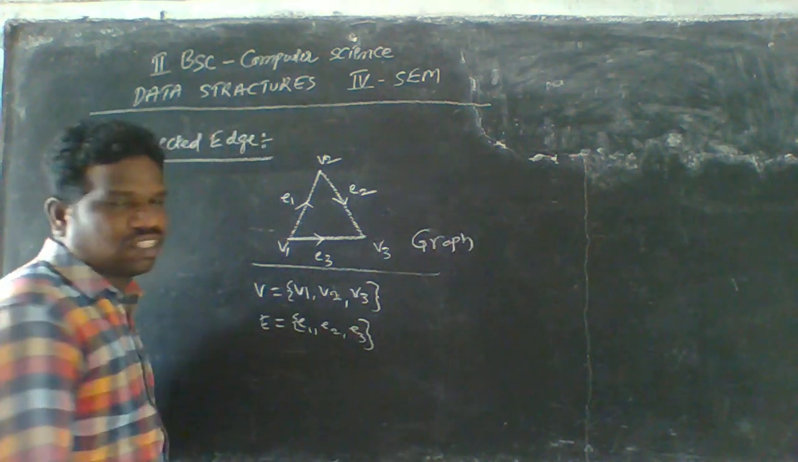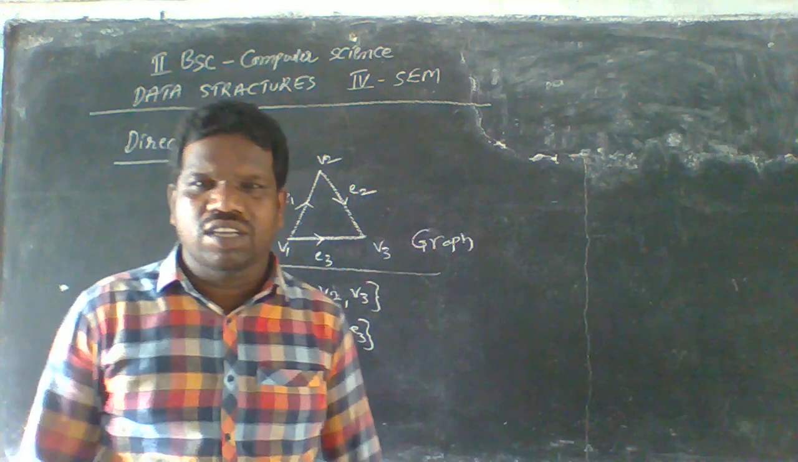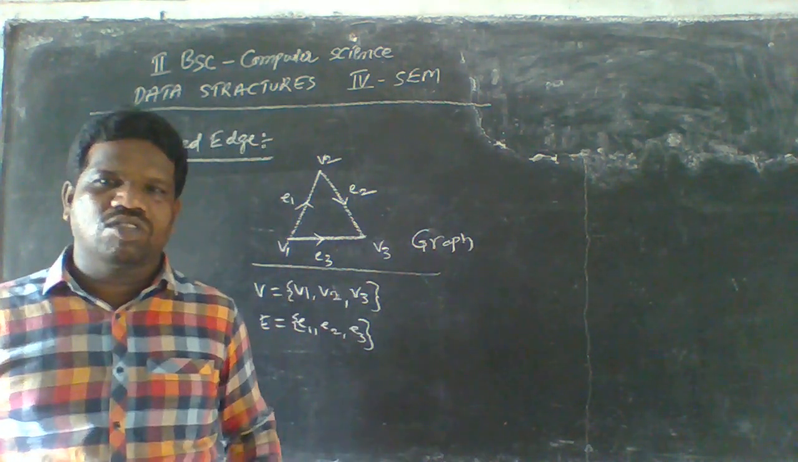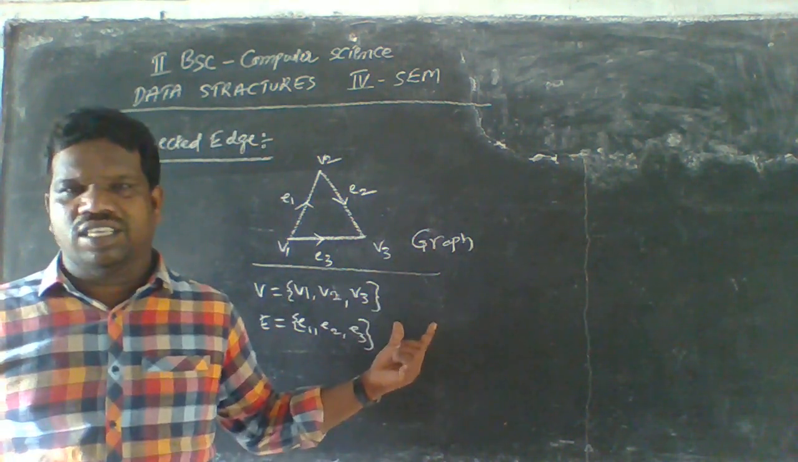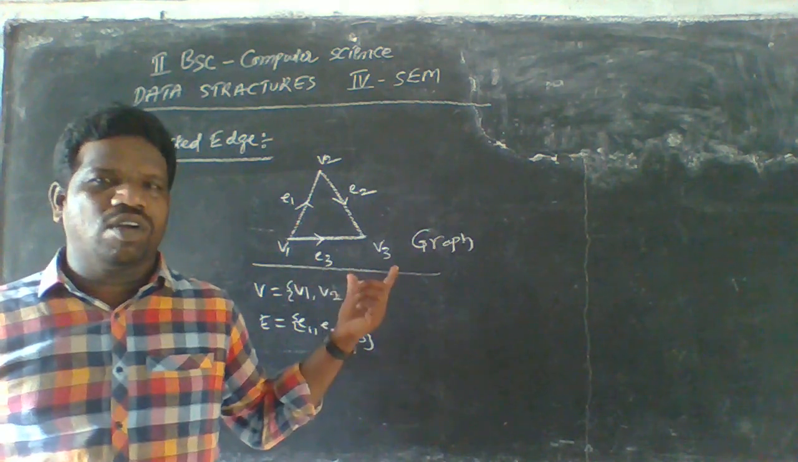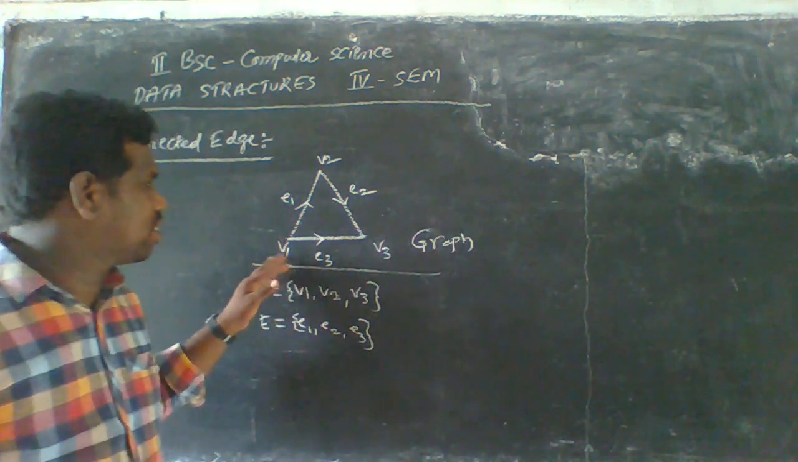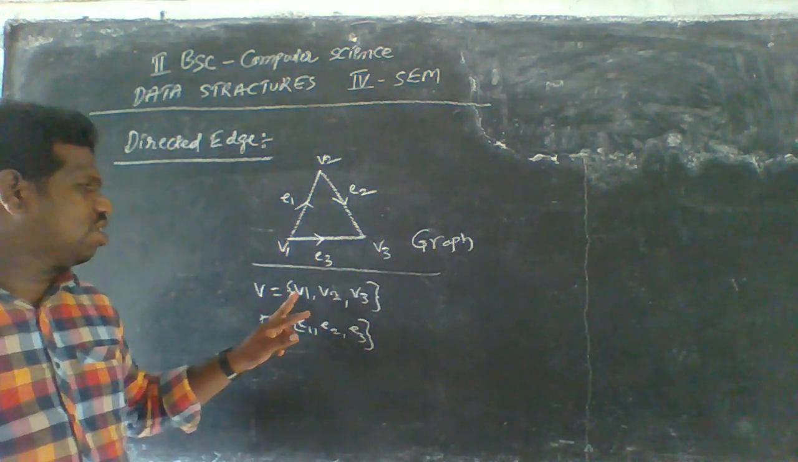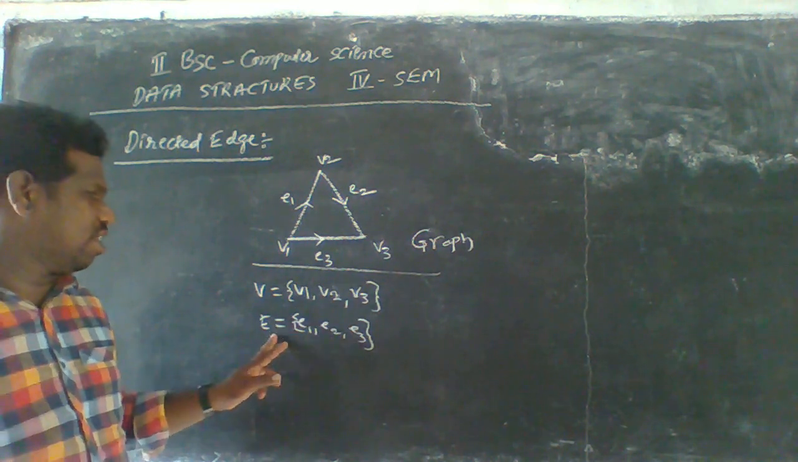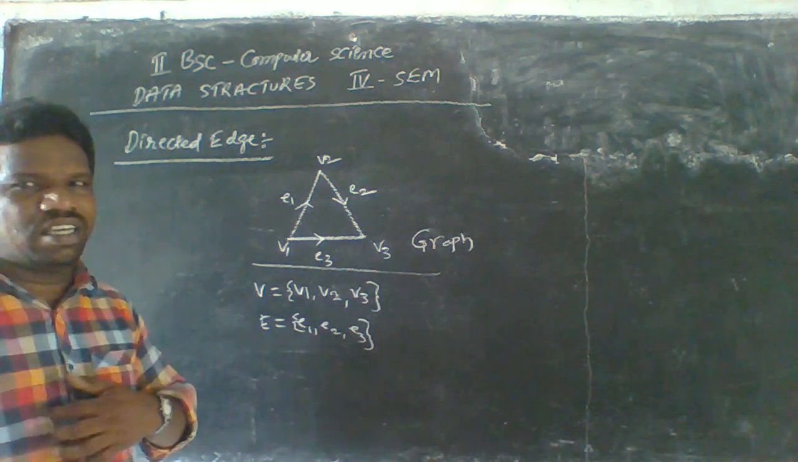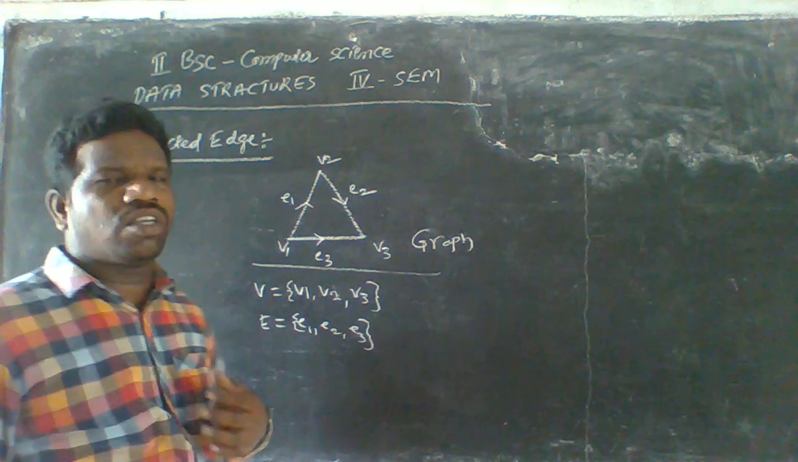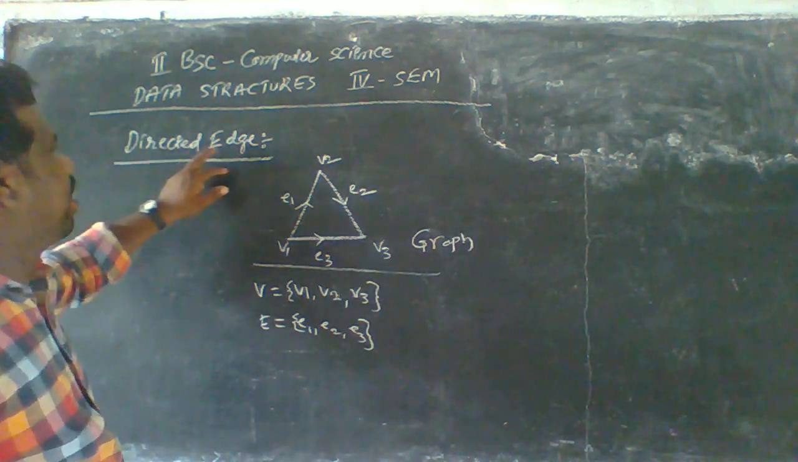Total we call as a graph here. So what is a graph here? A graph is the combination of both vertices and edges here. So that is what we simply call a graph here. In this scenario we have V equal to V1, V2, V3 and E equal to E1, E2, E3 here. But now I am going to talk about only the directed edge here.